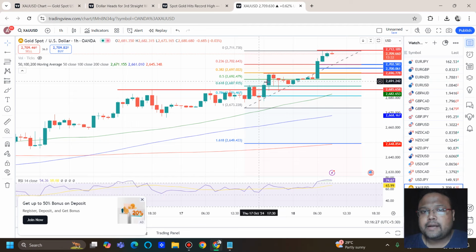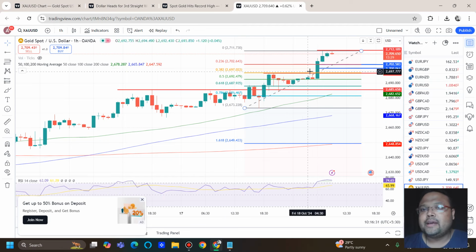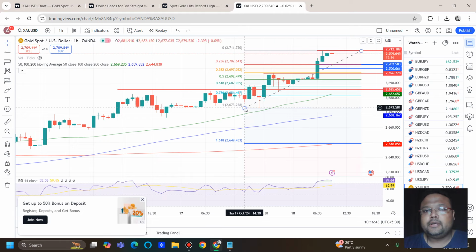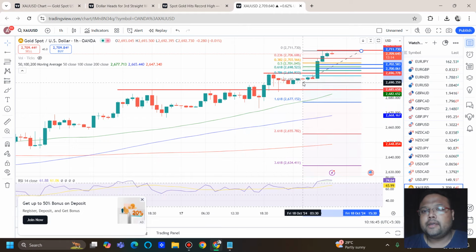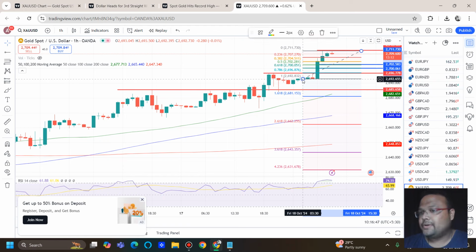And moreover, my dear friends, if we draw our beloved FIBO here, we can see we have additional support from FIBO as well. You can see around this particular area, 2702, we have FIBO. Then around 2700 also we have FIBO. If we change the starting point here, you can see that we have support buyers around the 2700, 2702 area.